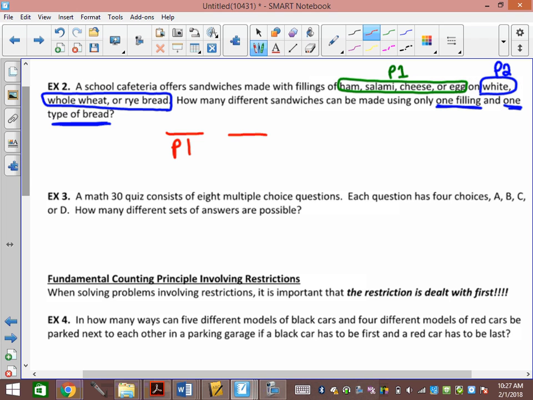All right, part 1, part 2. Part 1, how many options? 4. Part 2, how many options? How many different sandwiches can I make? 12.